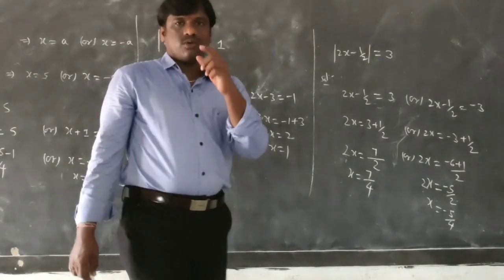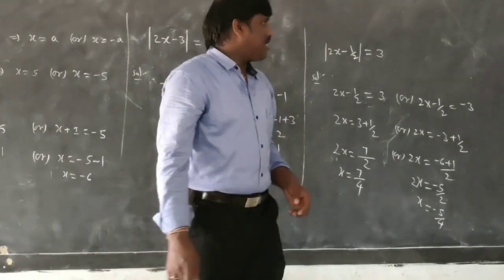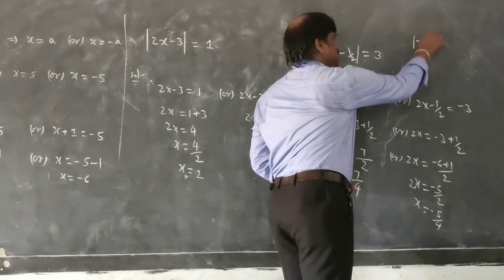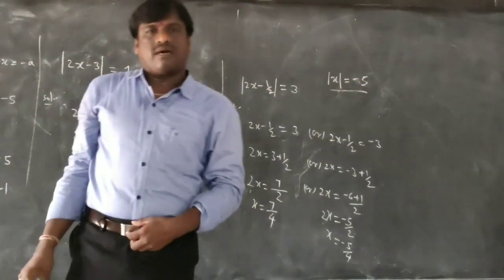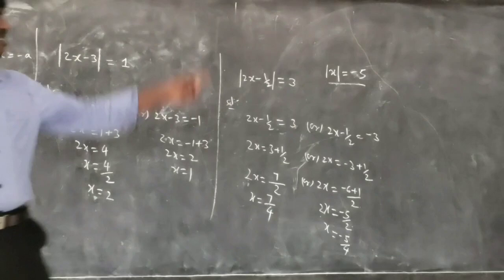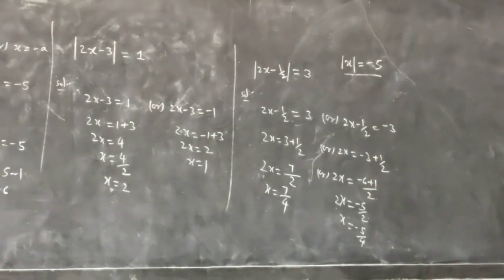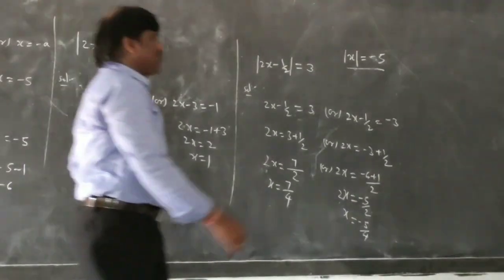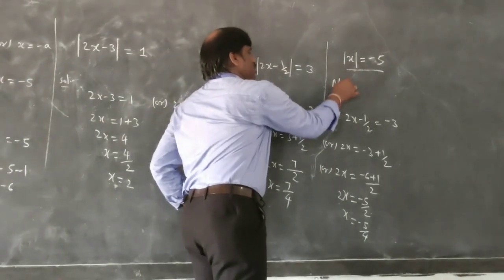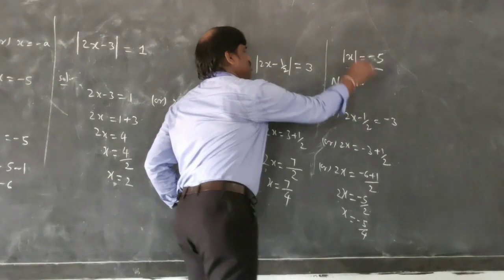Let us see one more question. Suppose mod x is equal to minus 5. Then what is the solution of that? If mod x is equal to minus 5, there is no solution. No solution at all.